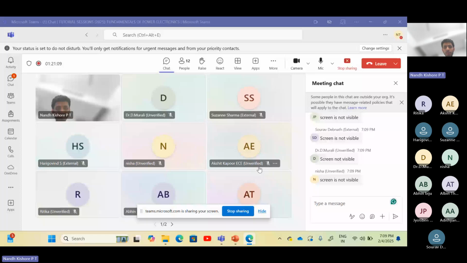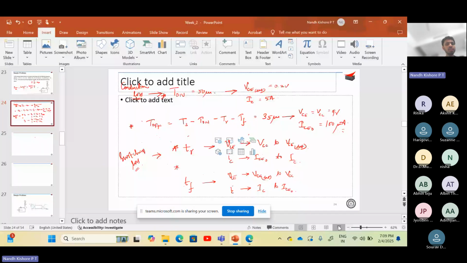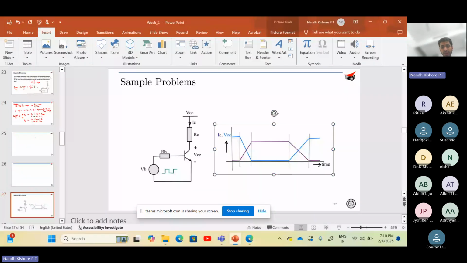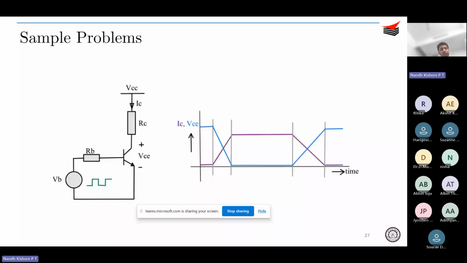Okay, so I was just talking about what happens during switching loss and conduction loss. The conduction loss has two components, that is during the entire on period and during the entire off period. And switching loss also has two components, that is when the device is turning on, the rise time, and when the device is turning off, the fall time. Okay, so I will take the help of a graph over here. So you see over here, this is during TR, and this is during TF.